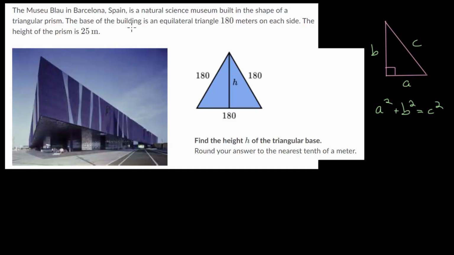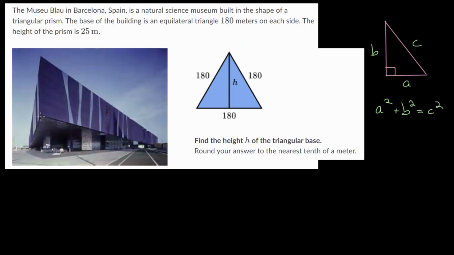The base of the building is an equilateral triangle, 180 meters on each side. So either the bottom of the building or the top of the building, that could be the base, but that base has 180 meters on each side. And the height of the prism is 25 meters. So it looks like this would be 25 meters tall. And we need to find the height of the triangular base.